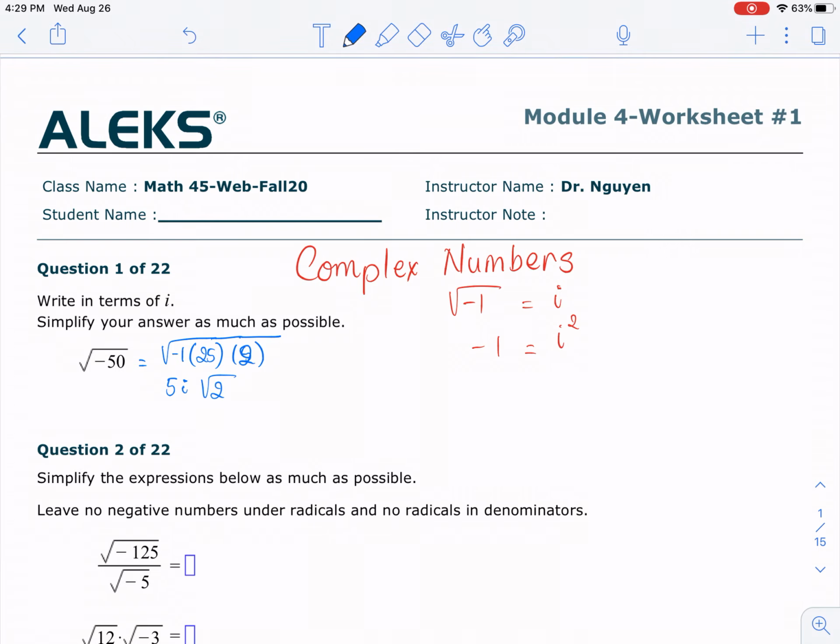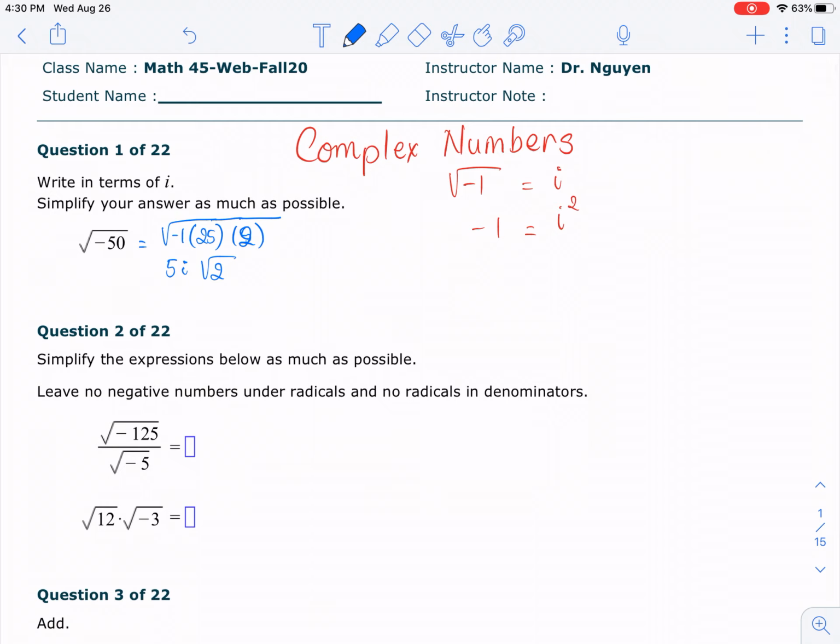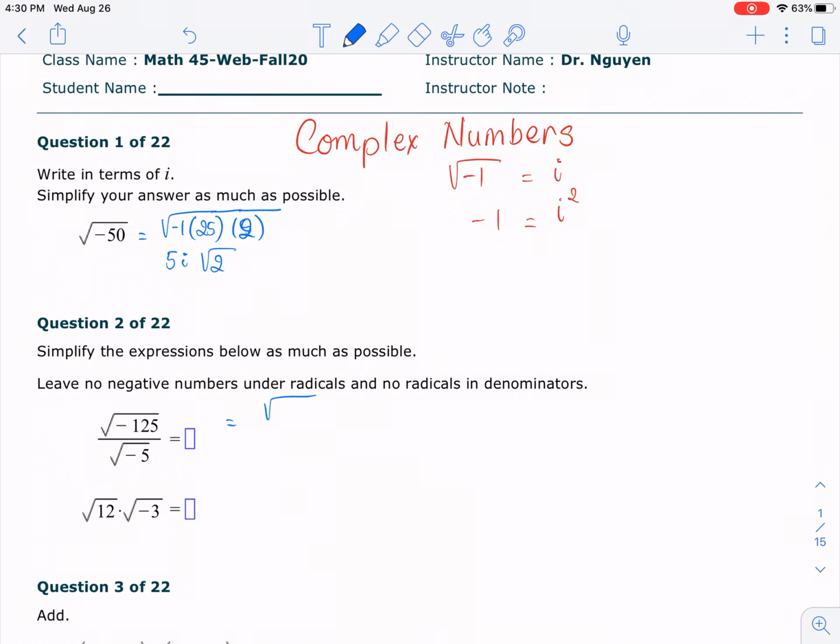All right, now moving on to number 2. For number 2, you want to take care of the -1 first before you divide. I understand that 125 is divisible by 5, but like I said, you want to take care of the -1 first. So I'm going to put the -1 there. And then you see that 125 is the square root of 25 and the square root of 5. So 125 divided by 5 is 25. So on the bottom, we have the square root of -1 and the square root of 5.